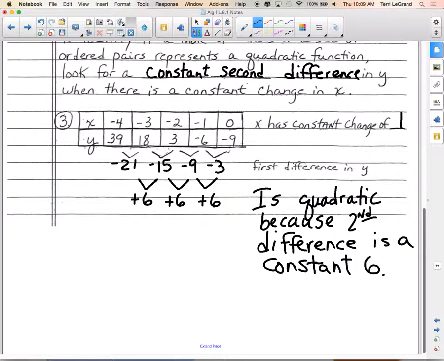Tell me something about a linear function again that has a constant first difference. What's its degree? 1. Tell me something again about a quadratic function that has a constant second difference. What's its degree? 2. Tell me something about a cubic function. I've already said to you, it has a constant third difference. What degree is the cubic function? 3. So we know what type of function we have based on the constant difference in the y values. If there is no constant difference that shows up, then we probably don't have a function.